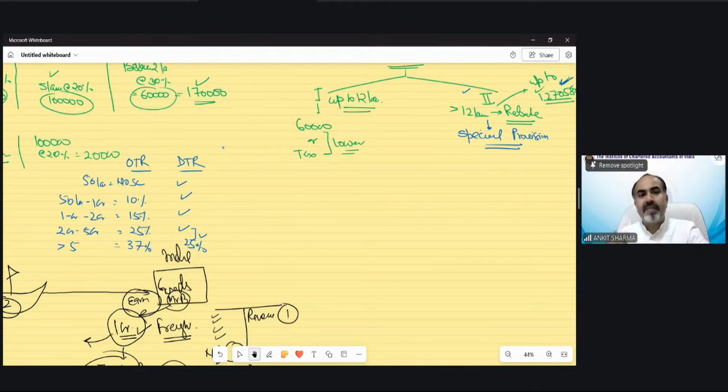So there's only one difference in case of surcharge provision under optional tax regime and default tax regime, that in case of default tax regime, the maximum surcharge rate would be 25%. There is no 37% surcharge rate applicability. If income exceeds 2 crore, it will be 25% always, whether it's exceeding 5 crore, 10 crore, etc. So this is one difference between surcharge provision of optional tax regime and default tax regime.